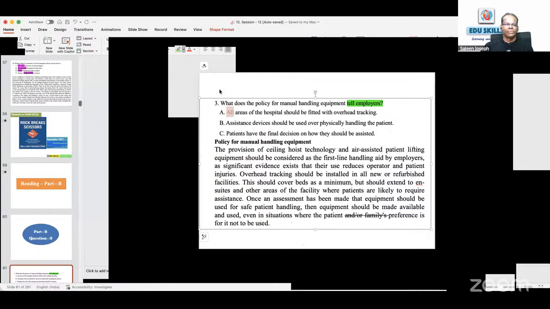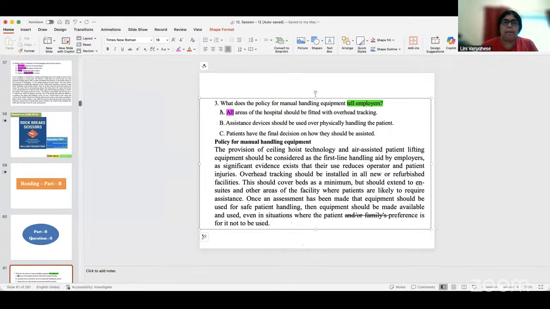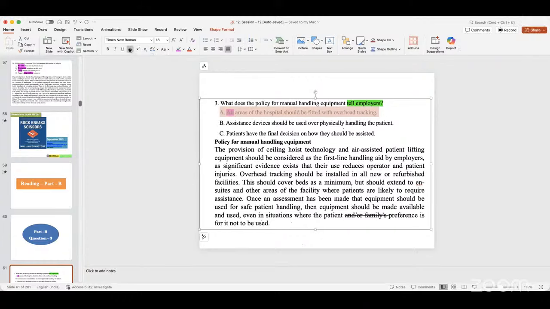No screen. All is absolute. No screen? Yeah, no screen. Okay, came back. Should I eliminate? Yes.